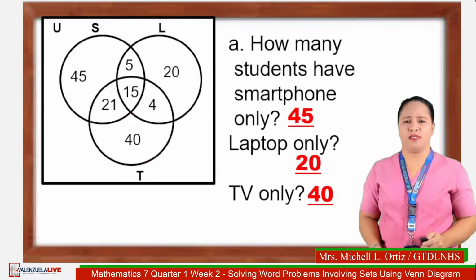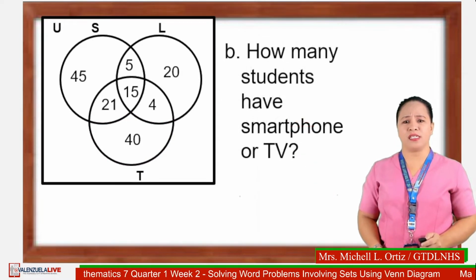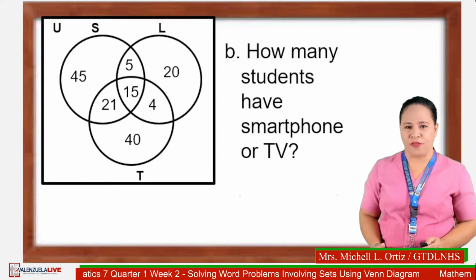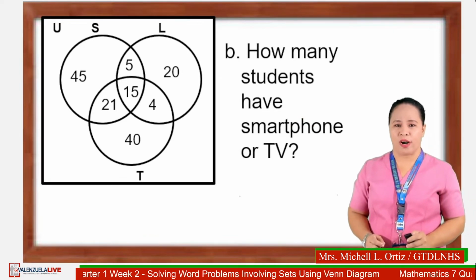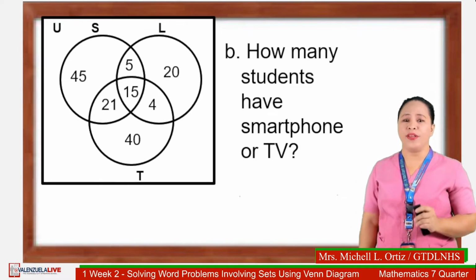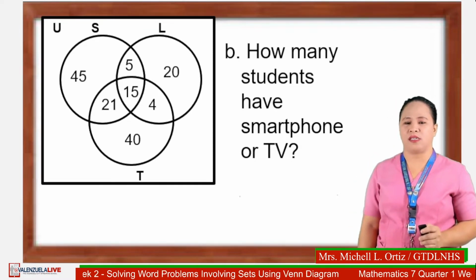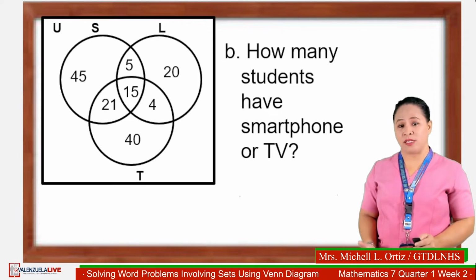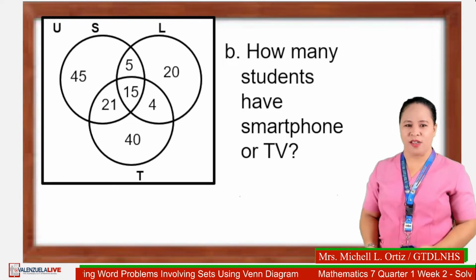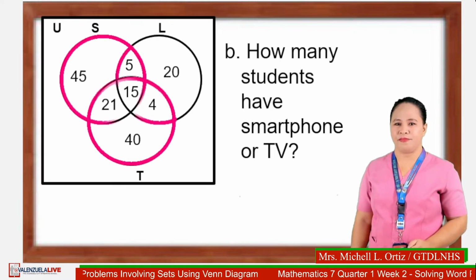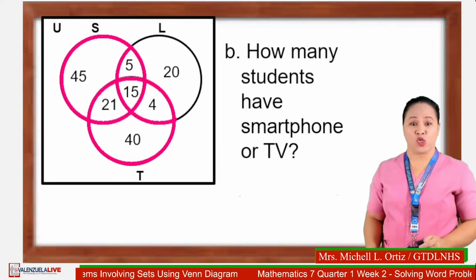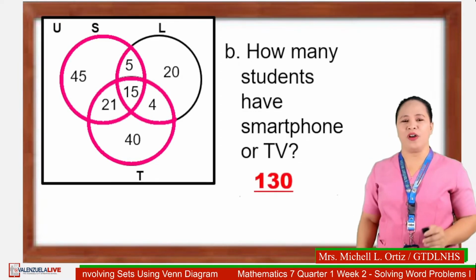Next question. How many students have smartphone or TV? Take note of the connector used. We use the word or, and or is associated with the union of these 2 sets. To answer this question, we are going to get this region. And the answer should be 130.